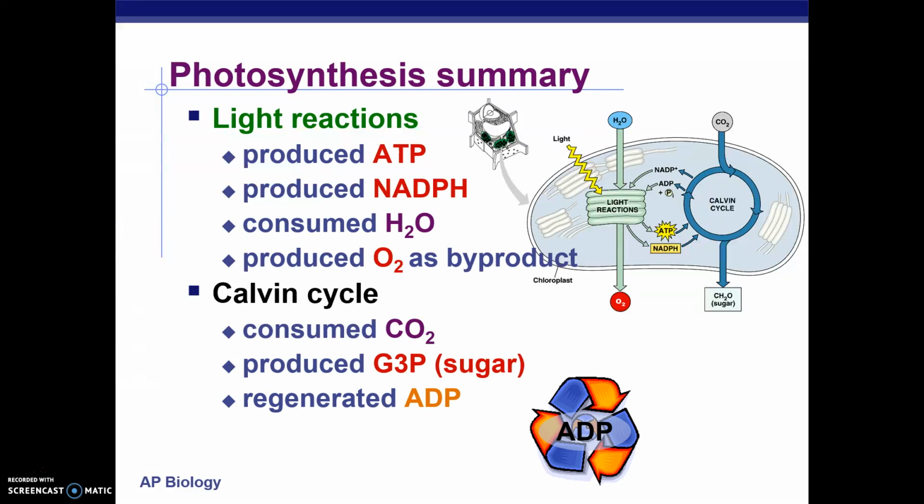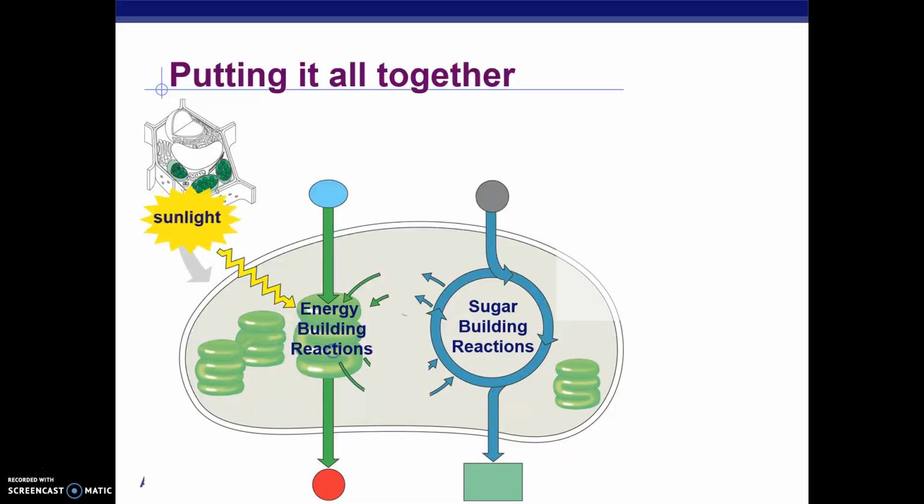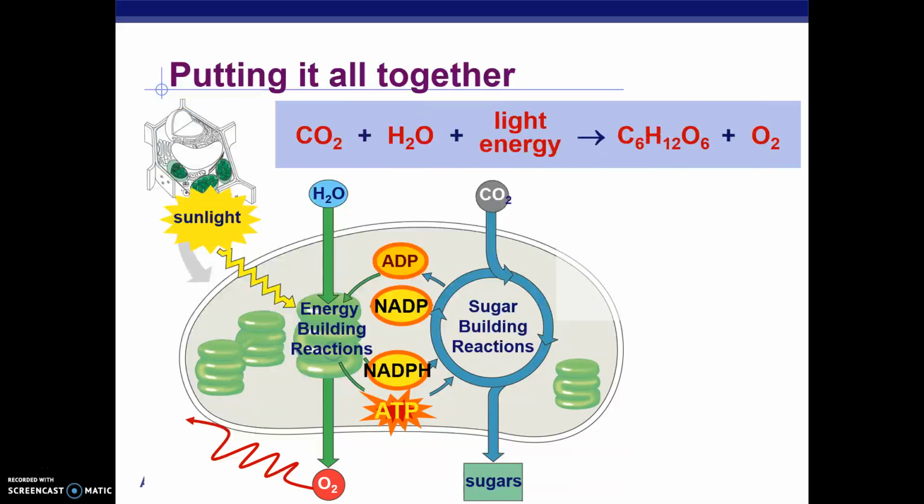Here is the entire summary of photosynthesis. We see light reactions, what's produced, what's consumed, and what is the byproduct. And for the Calvin cycle also we need to know what's the input, what's the output, and it regenerates ADP and NADP. So putting it all together, this should be the diagram that covers it all.